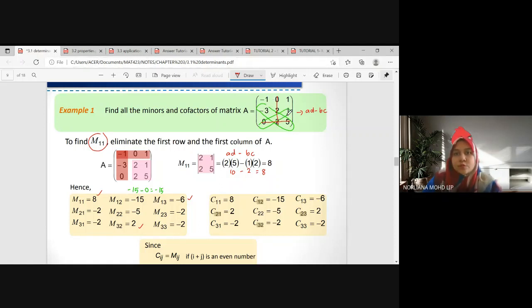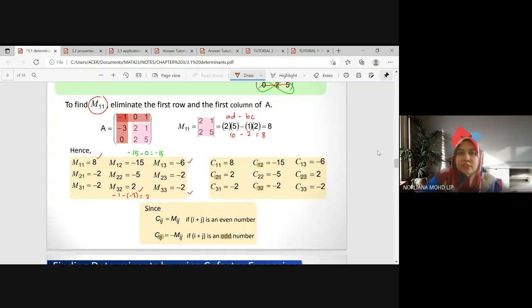So negative 1 minus negative 3, so it's equal to 2. We have to find all these minors. Okay, then how to find the cofactor of this matrix? Okay, the cofactor depends on this.